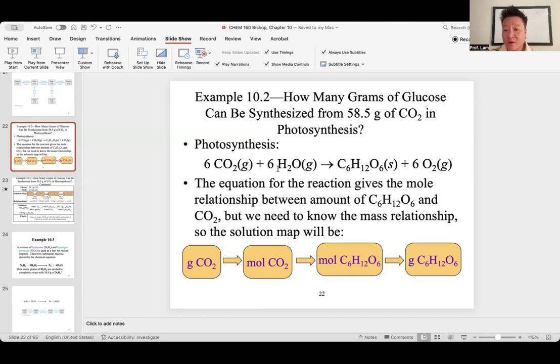We ignored the water, right? We assumed that there's enough water to react with the CO2 to form the glucose. So we didn't even care about whether we had enough water. We just assumed there was enough water. So this is a more simplistic stoichiometry problem.